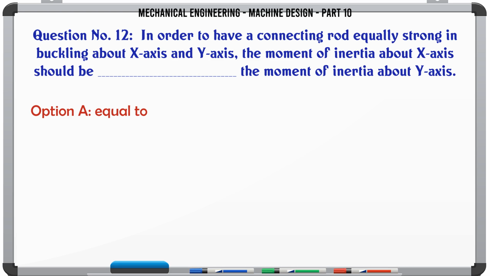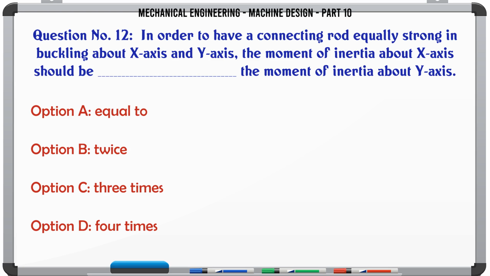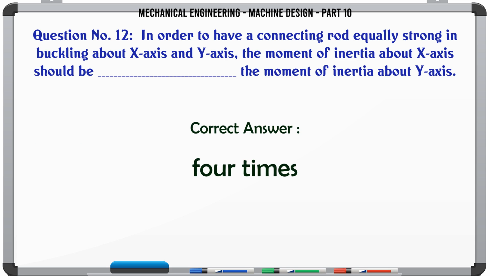In order to have a connecting rod equally strong in buckling about x-axis and y-axis, the moment of inertia about x-axis should be the moment of inertia about y-axis. A. equal to. B. twice. C. 3 times. D. 4 times. The correct answer is 4 times.